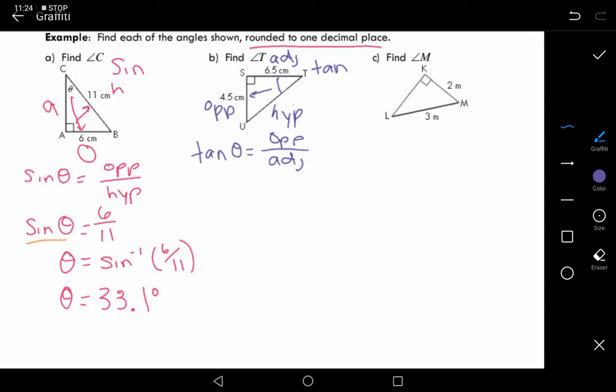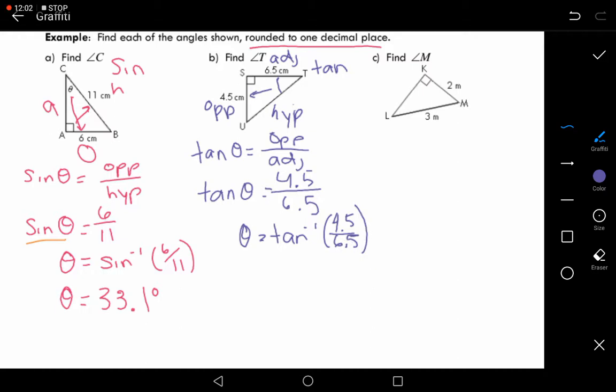Okay, next step is to fill in that information and solve for theta. So again, we don't know the angle, so theta is going to stay as our variable. Our opposite side is 4.5 centimeters, and our adjacent side is 6.5 centimeters. Okay, again, we need to get theta all by itself, so in order to do that, we need to take the inverse tan. So we have tan^-1 of 4.5 over 6.5.